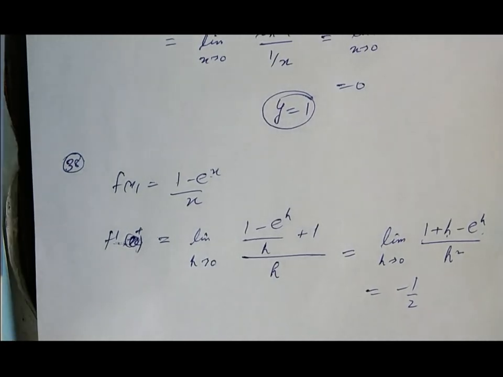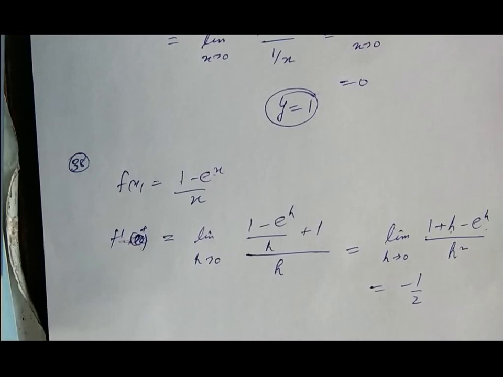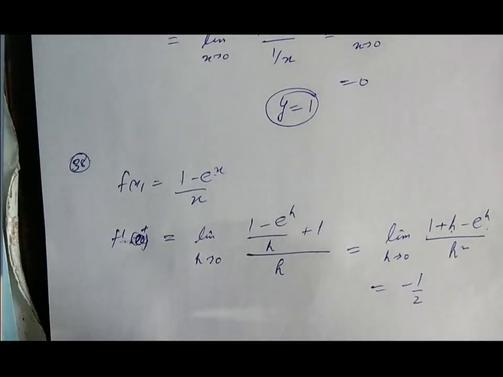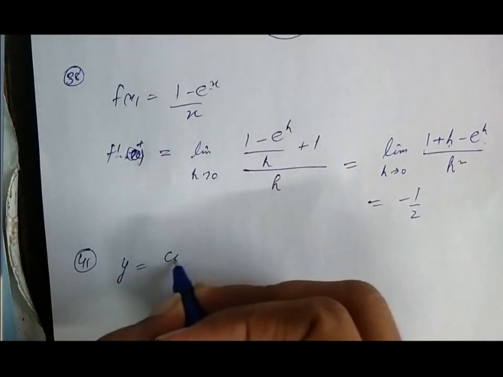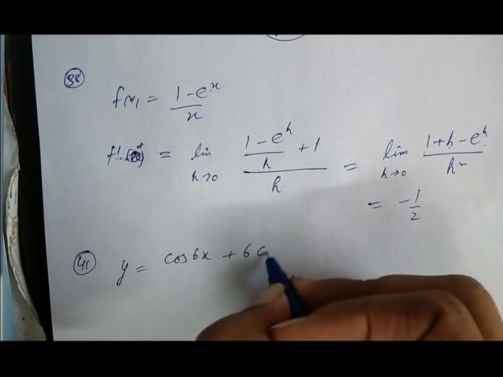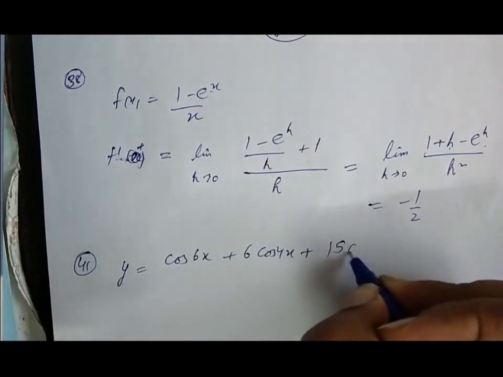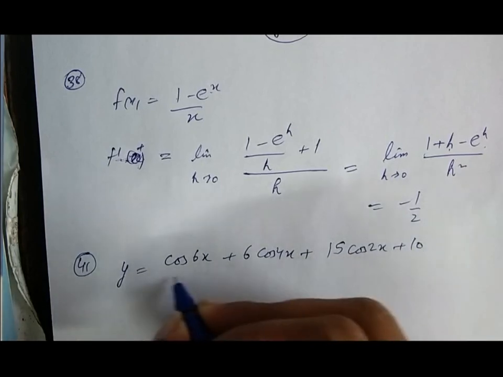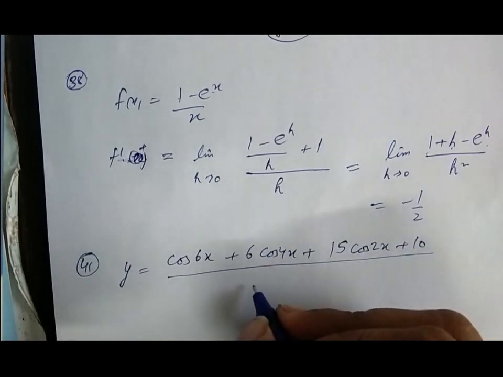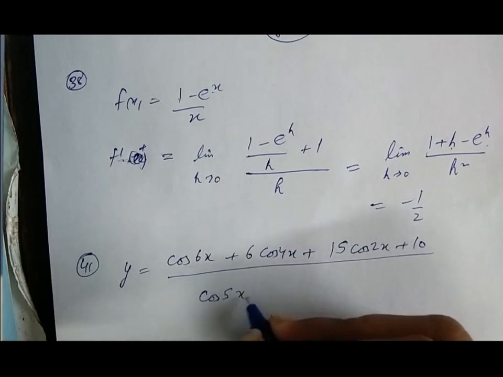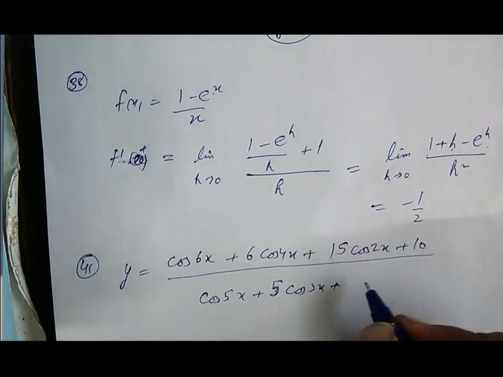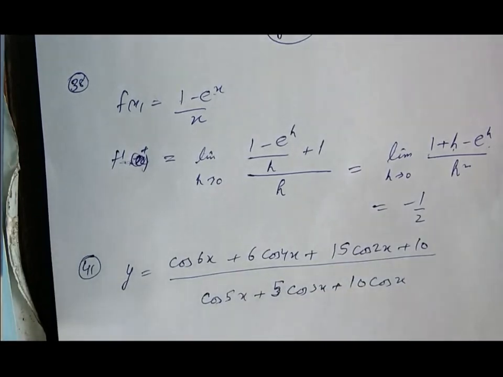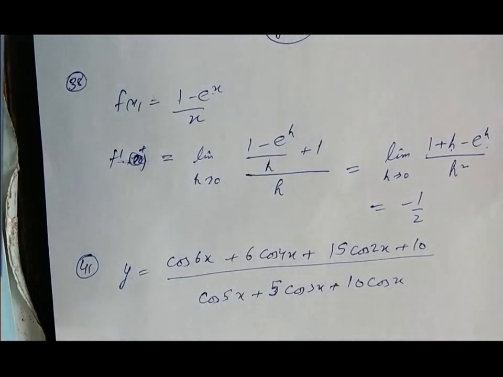So question number 41 says, okay, y is equal to cos 6x plus 6 cos 4x plus 15 cos 2x plus 10 upon cos 5x plus 5 cos 3x plus 10 cos x. Okay, we'll need to simplify the expression before we differentiate this.